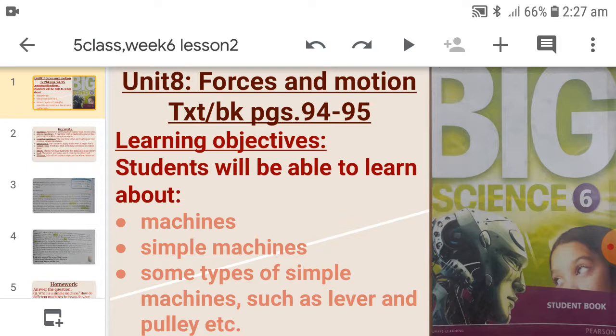Learning objectives of today's topic is that students will be able to learn about machine, simple machine, and some types of simple machines such as lever and pulley.